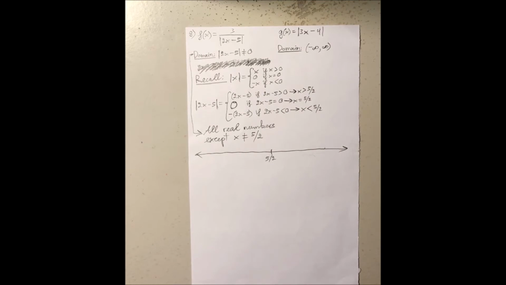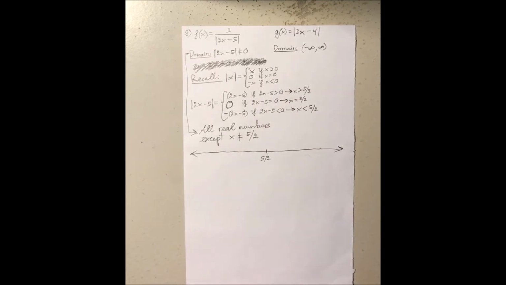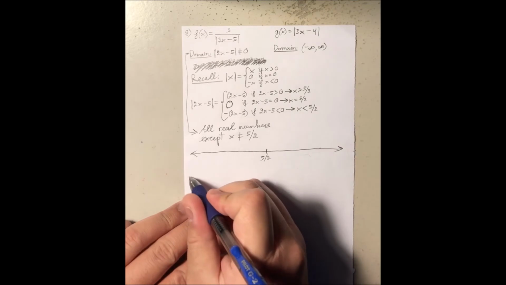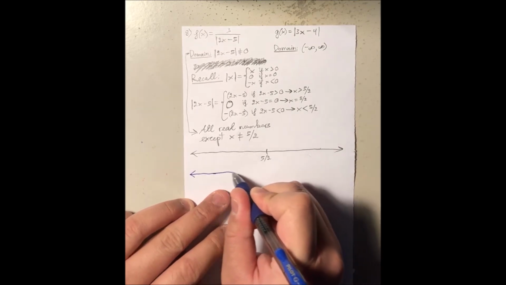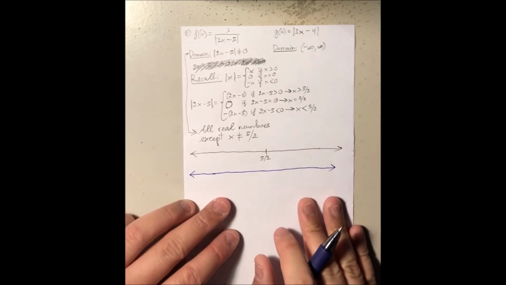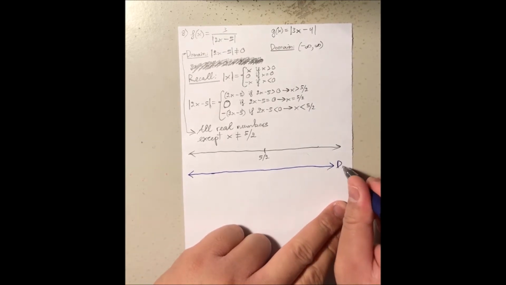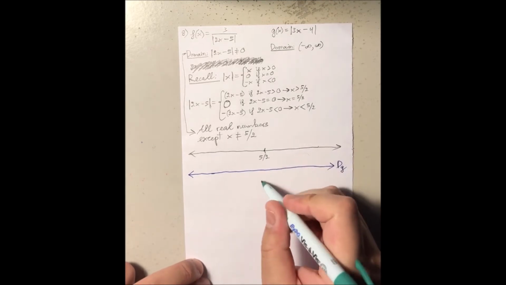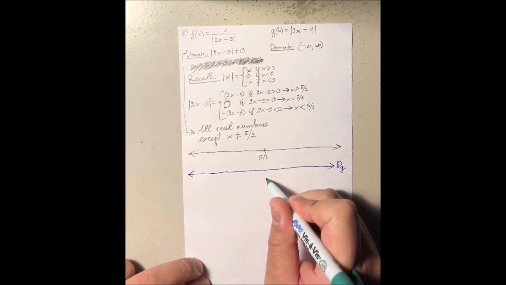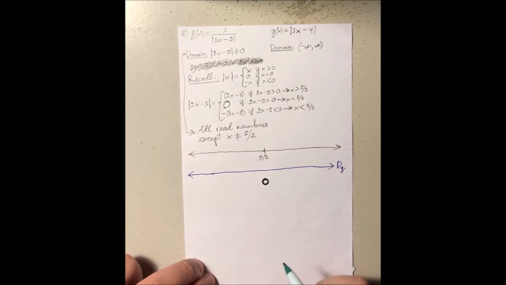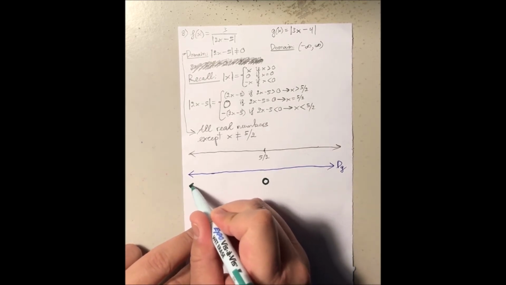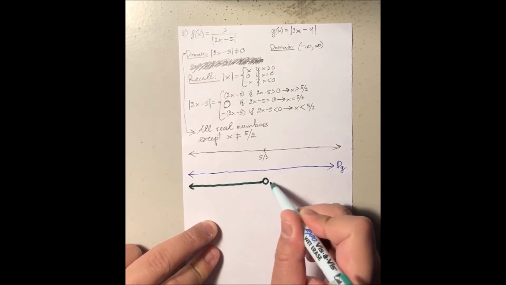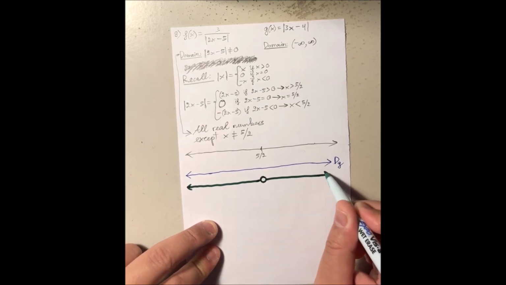So let's sketch the domain of the function g first. It is all real numbers, so really it's pretty straightforward, from here all the way to positive infinity. So this is the domain of the function g. For the function f, it is all real numbers except x cannot be equal to 5 over 2. So really we are supposed to put the open circle at 5 over 2, and we're just going to make a solid line at every other part of this.